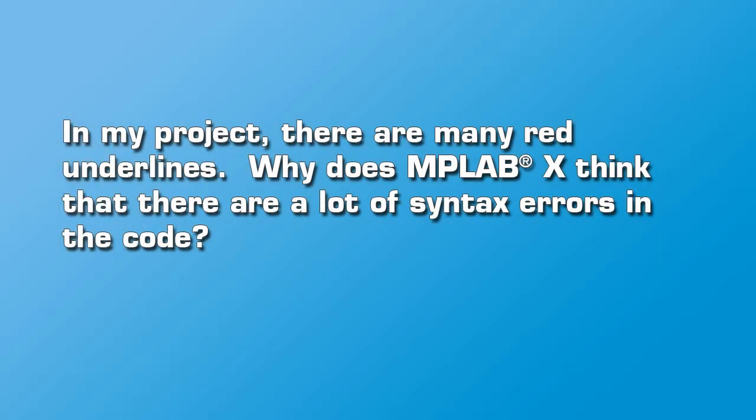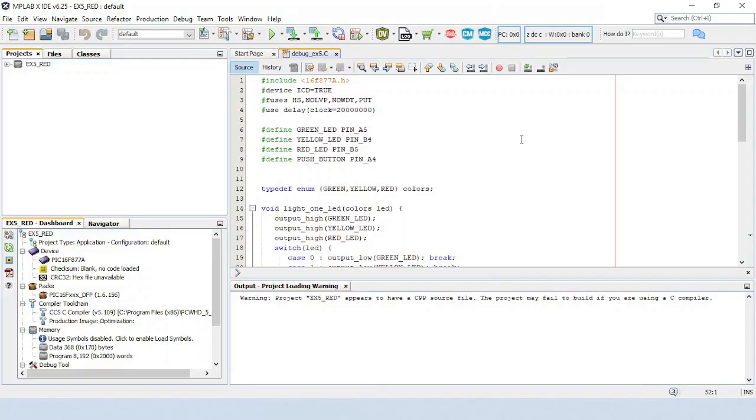In my project, there are many red underlines. Why does MPLAB X think that there are a lot of syntax errors in the code? MPLAB X treats any file with an uppercase .C extension as a C++ file. Since the CCSC compiler is not a C++ compiler, MPLAB X triggers many valid lines as a syntax error. Newer versions of MPLAB X may display a warning in the output section instead of showing syntax errors. There are two possible resolutions.